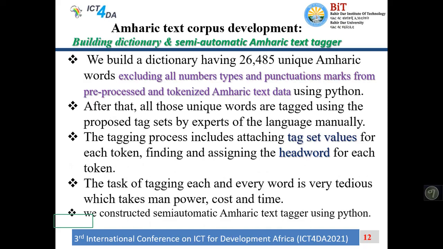Building the dictionary and semi-automatic Amharic text tagger. We built a dictionary having 26,485 unique Amharic words, excluding all number types and punctuation marks, using Python programming. After that, all those unique words were tagged manually by attaching their tag set values and their head word for each token.